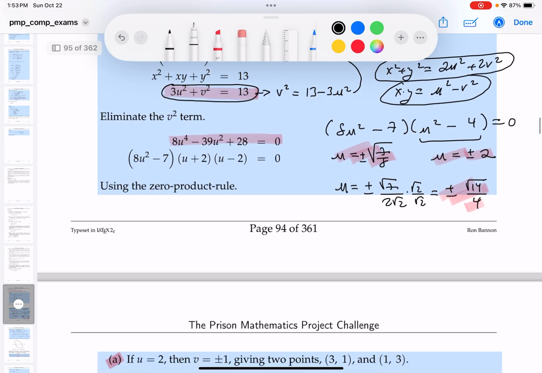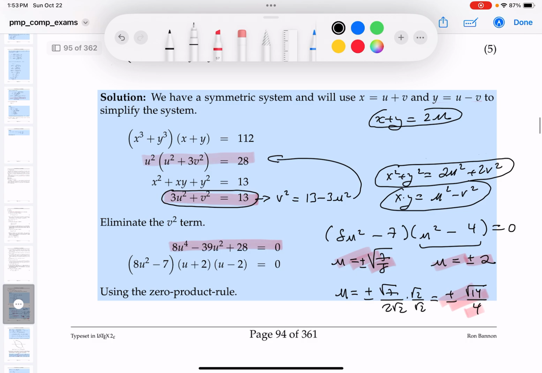Right? So I'm going to start off with u being 2. And in this one over here, if u is 2, what would you get? Let me write that down for you. You're going to get 12 plus v squared is equal to 13. So I'm going to say, well, gee, what would that give you? That would give you v squared is equal to 1, which means v is equal to plus or minus 1.